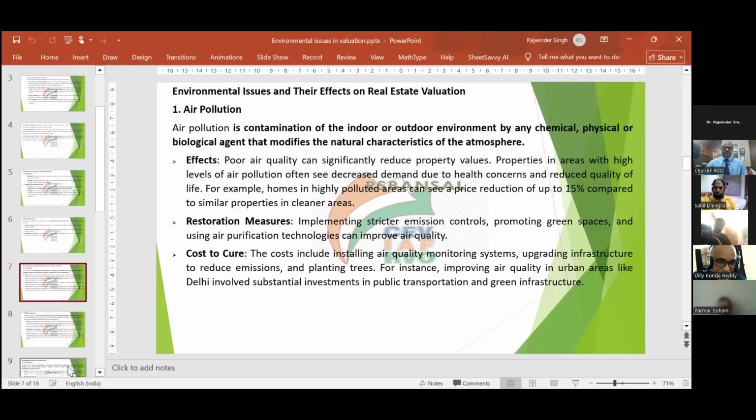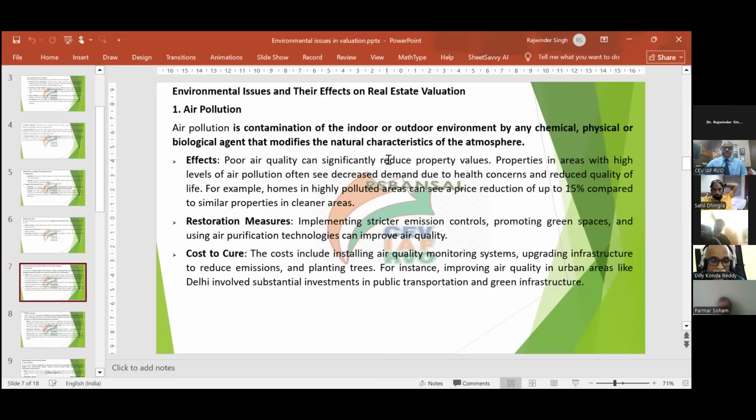Environmental issues and their effect on real estate valuation. First is air pollution. So what is air pollution? Air pollution means contamination of the indoor or outdoor environment by any chemical, physical, or biological agent that modifies the natural characteristics of the atmosphere. So this is air pollution.